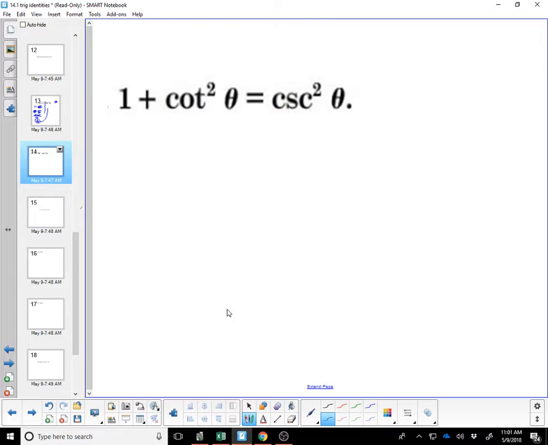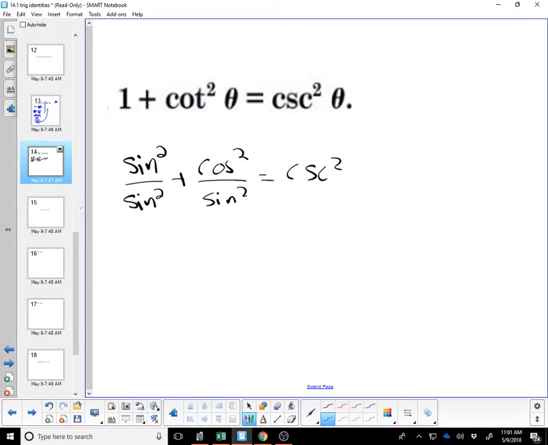Made it sign. You made a sign? Here's your sign. What'd you do? Just sign by itself or sign square? Sign squares. You just sign squares? Yeah. And then plus cosine squared over sine squared. And that equals cosecant squared. And then what'd you do?